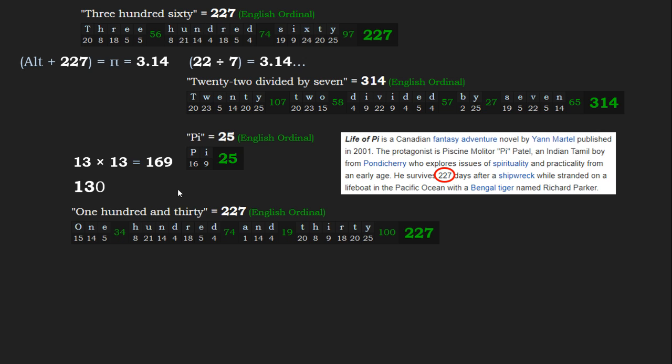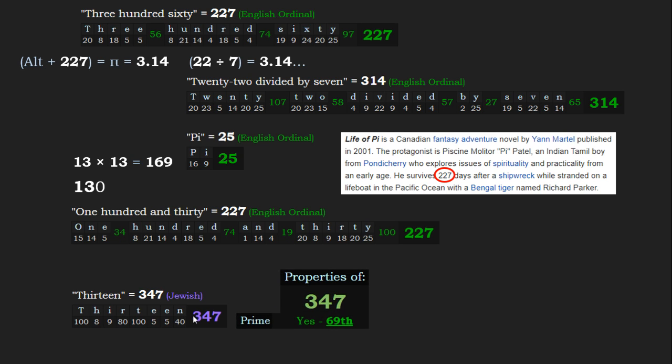The first number, when spelled out, that sums to 227 in the alphabetic order is 130, a number which in numerology represents 13. In Jewish or Latin gematria, the word 13, when spelled out, equals 347. 347 is also a prime number, the 69th. And in that same method, the word pi equals 69.